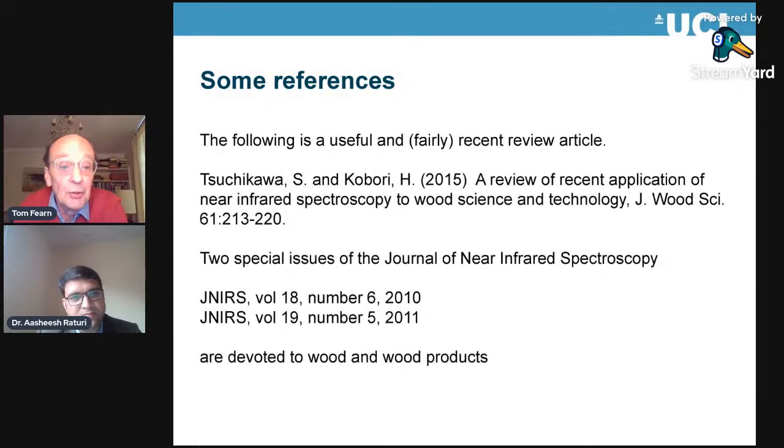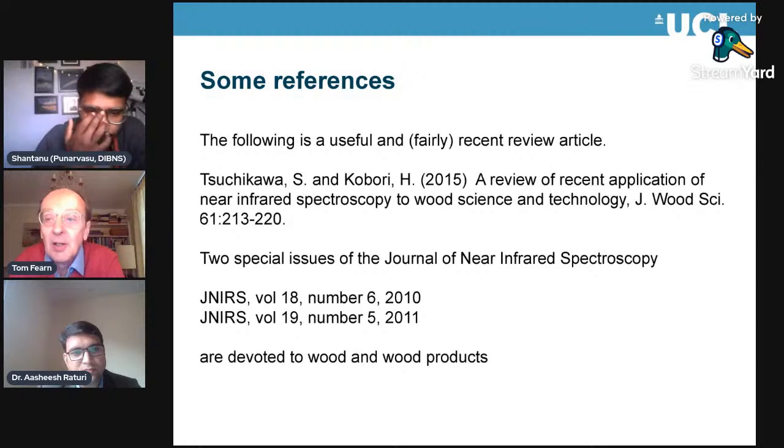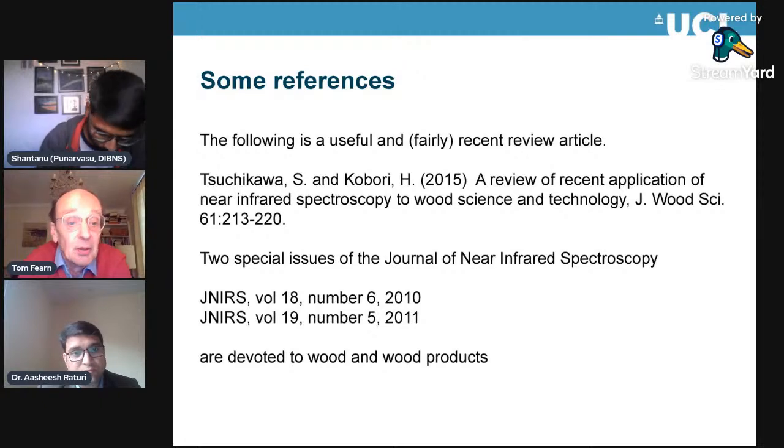I'll leave you with a few references, so that some of what I've been saying about the wood has been taken from a really nice review by Satoru Tsuchikawa from Japan, from Nagoya, and there's a load of references in a couple of special issues of Journal of Near-Infrared Spectroscopy.